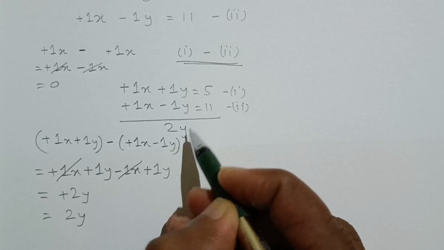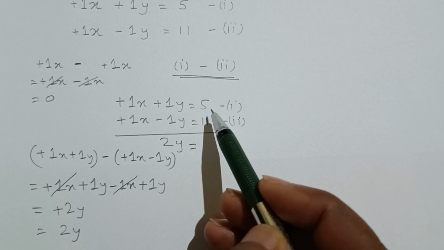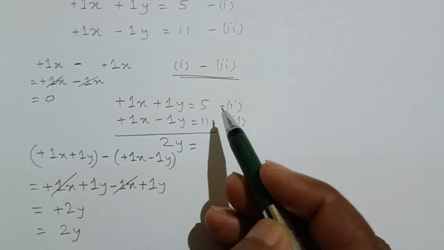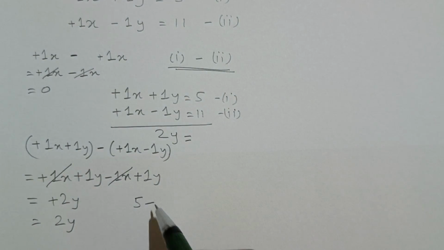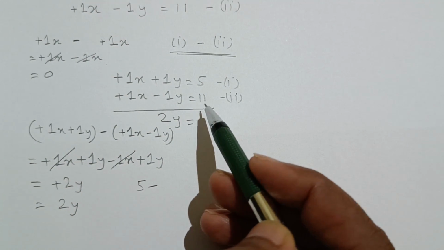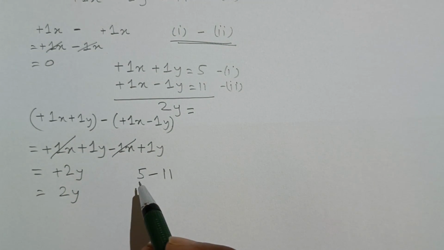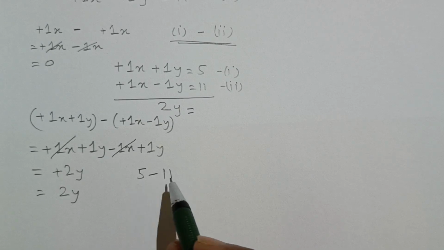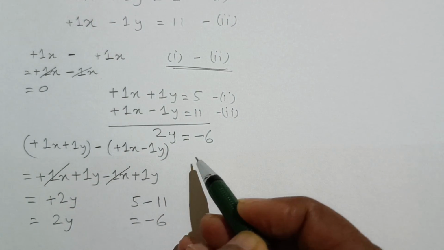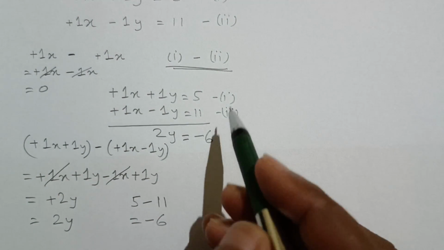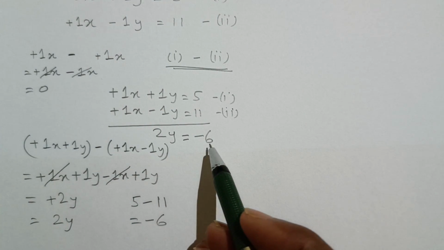So 2y is equal to, now let us do equation 1 minus equation 2 on the right hand side. Equation 1 is 5. Then I will do minus equation 2. The right hand side of equation 2 is 11. So 5 minus 11 is minus 6. So 2y equals minus 6. When I do equation 1 minus equation 2, I get 2y equals minus 6.